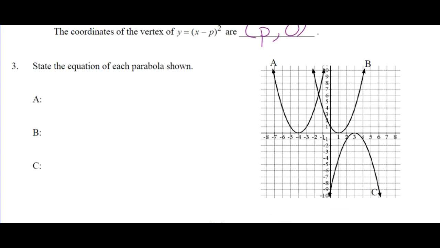State the equation. Isn't state wonderful, right? Like you don't have to show any work. Okay, equation A, what's the equation? y equals x plus 4 quantity squared. Okay, you do B and C, right? And then look up. So don't look up until you've done B and C.